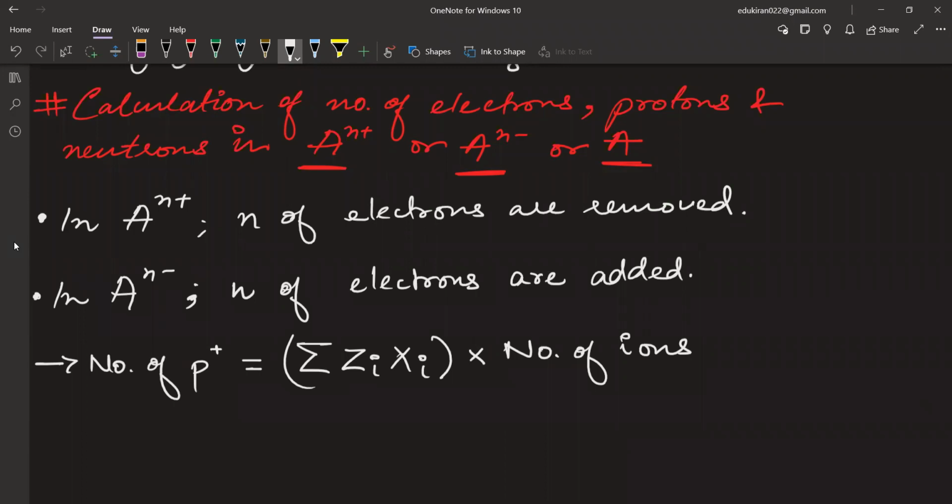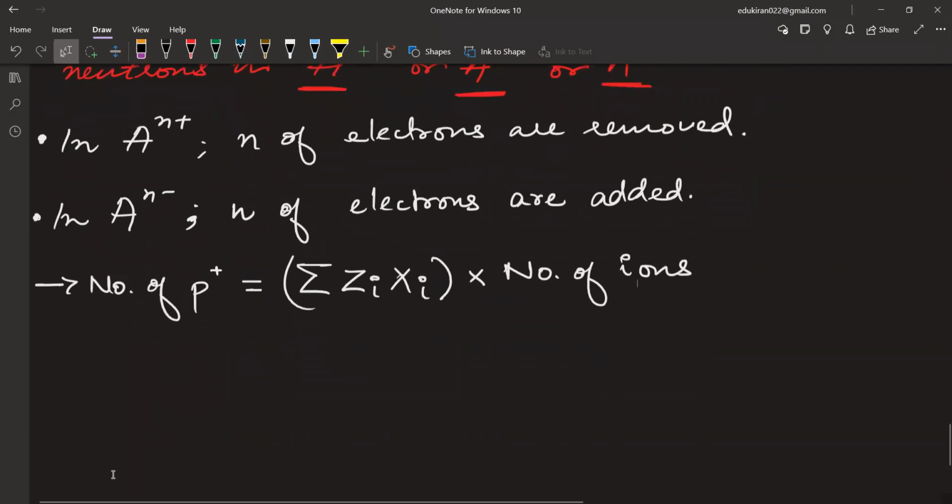Done? Yes or no? Tell me. Done, sir. Okay. So what is Zi and Xi? Let us take a complicated atom, let us take SO4 2 negative. I want to calculate the number of protons in SO4 2 negative. So I will write this formula.